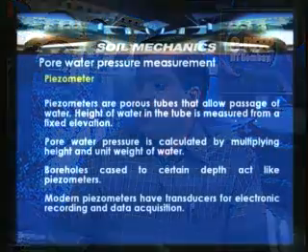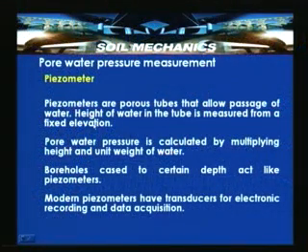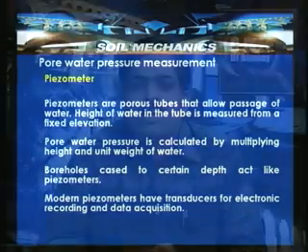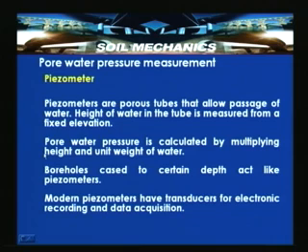Pore water pressure measurement can also be done with piezometers. Piezometers are porous tubes that allow passage of water, and the height of water in the tube is measured from a fixed elevation. If you insert piezometers or standpipes and measure the height of the water collected in the tube from the fixed elevation, that can be indicated as the pore water pressure or piezometric head. Pore water pressure is calculated by multiplying the height, that is the head, with the unit weight of the water. Boreholes cased to a certain depth act like piezometers.